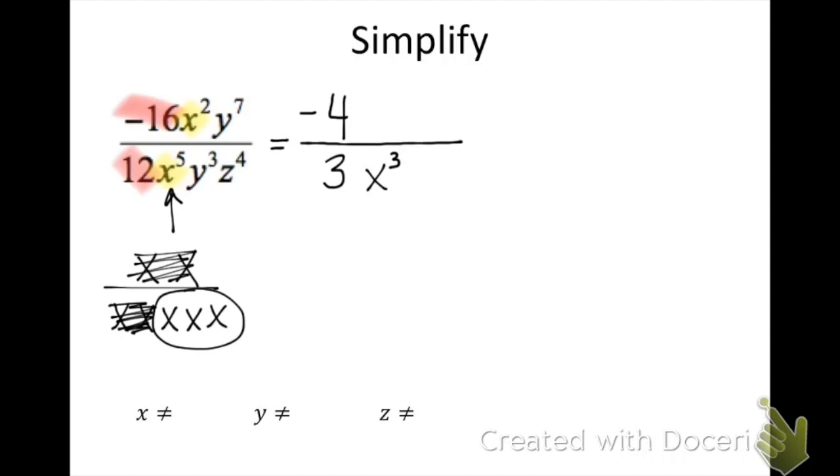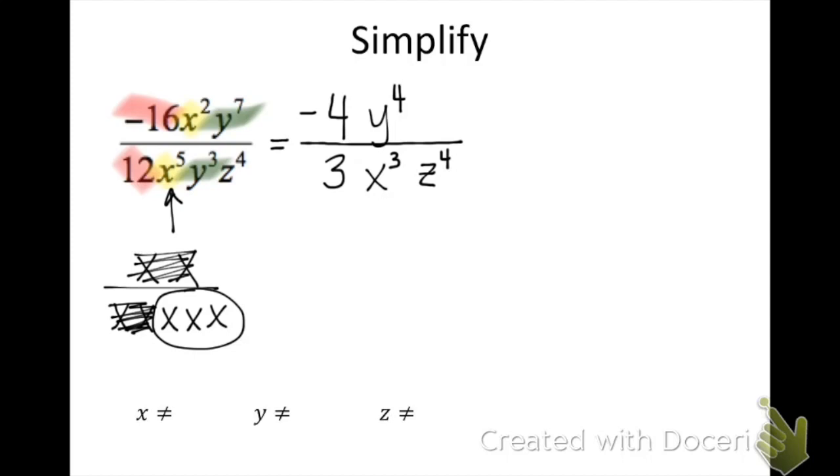And then my y's, same idea. I have y to the 7th on the top and y to the 3rd on the bottom. 7 minus 3 is 4, so it's going to be y to the 4th on the top. And z's, there's nothing to simplify those with, so we just have z to the 4th on the bottom.